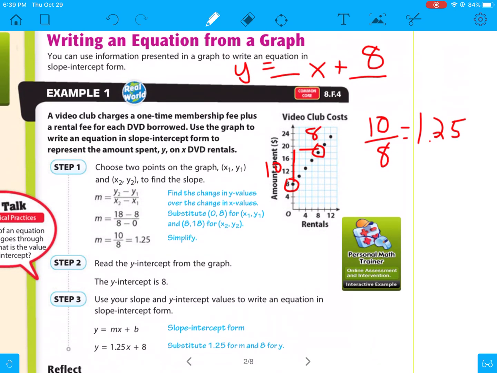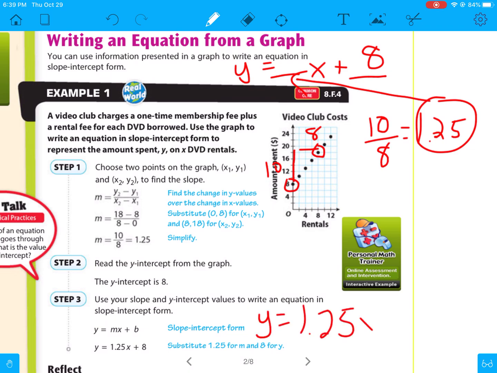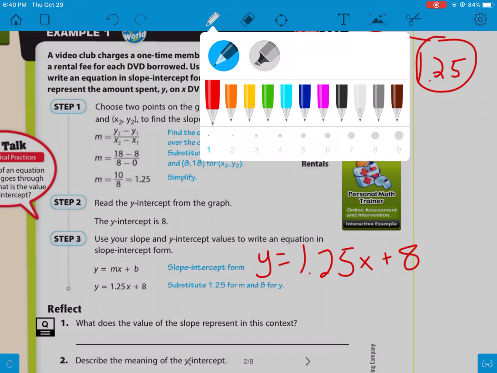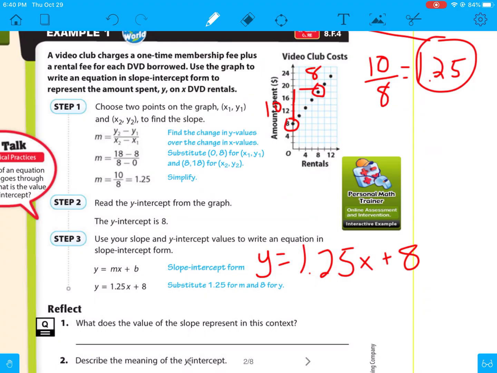So all you have to do is plug this in to your m. So your final equation is going to be y equals 1.25x plus 8. And you can see this is linear, but it's not proportional because it has a y-intercept of 8. And if you look at the graph, it does not cross at 0, 0. So it's not proportional, but it is still linear.